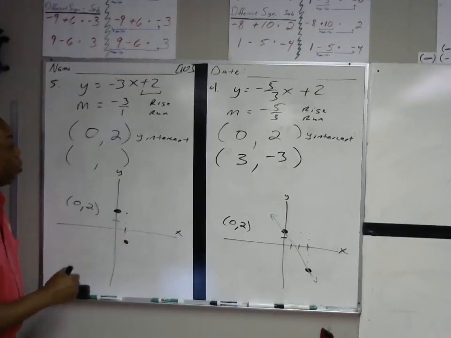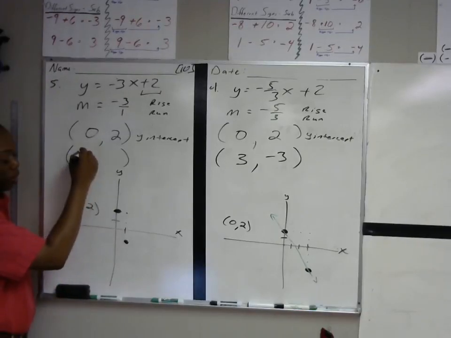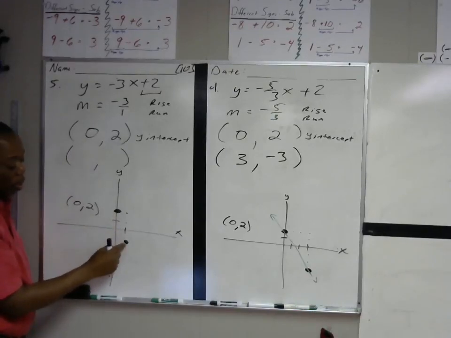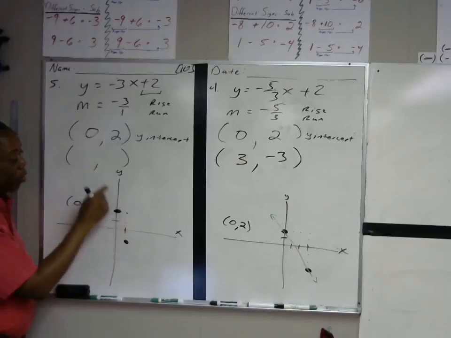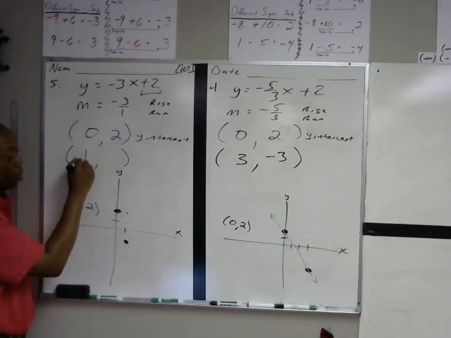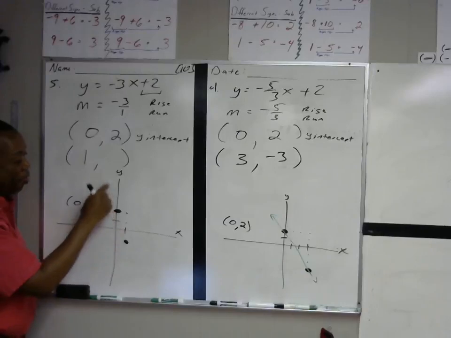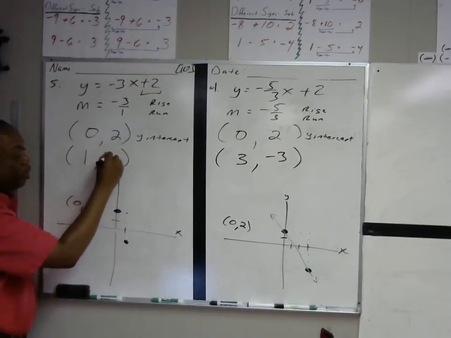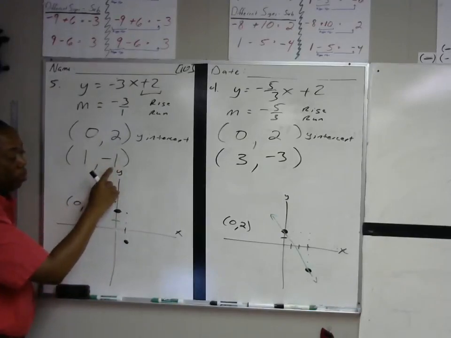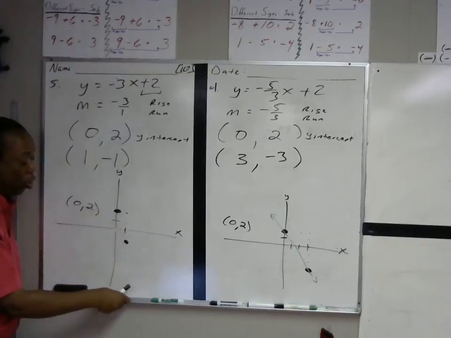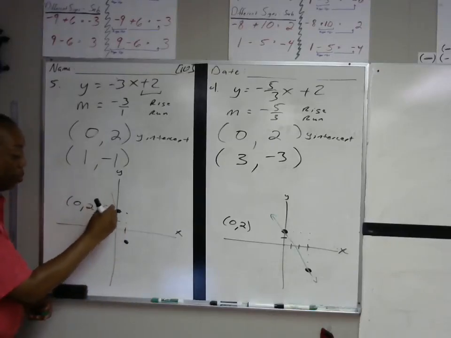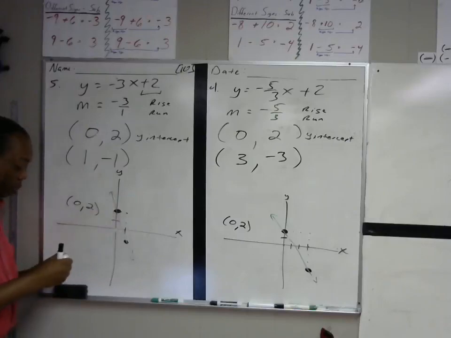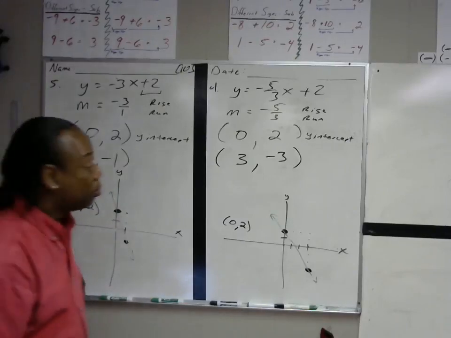So where is that new point? What's your x? This point is 1 time to the right. So your left and right is 1. And then you're up and down. How far down is it? -1. It's -1. Very well said. Draw your line, and we're done. That's it.